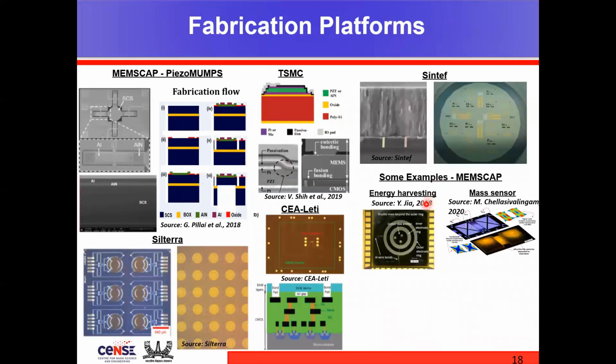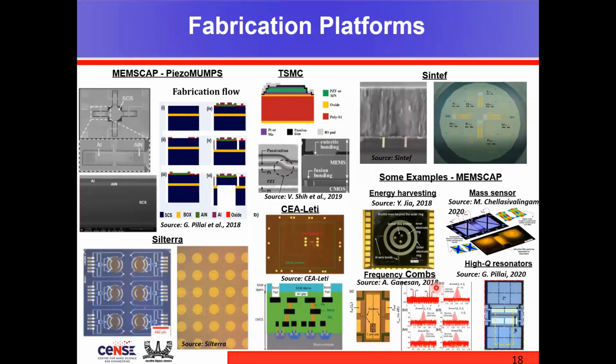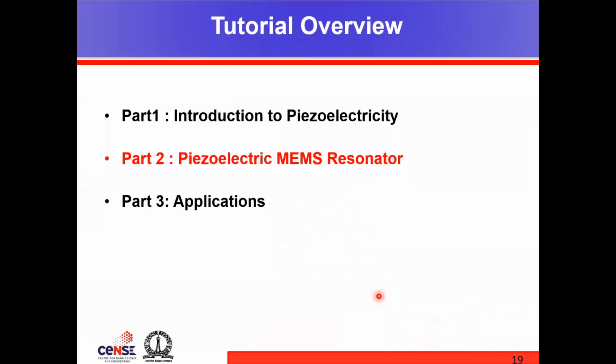Some of the applications of the devices fabricated using the MEMSCAP platform are energy harvesting and mass sensing, as you see over here. Frequency comb is a very interesting nonlinear phenomenon, and we have used MEMSCAP to realize extremely high quality factor resonators. Now we shall move over to the second part of the tutorial.